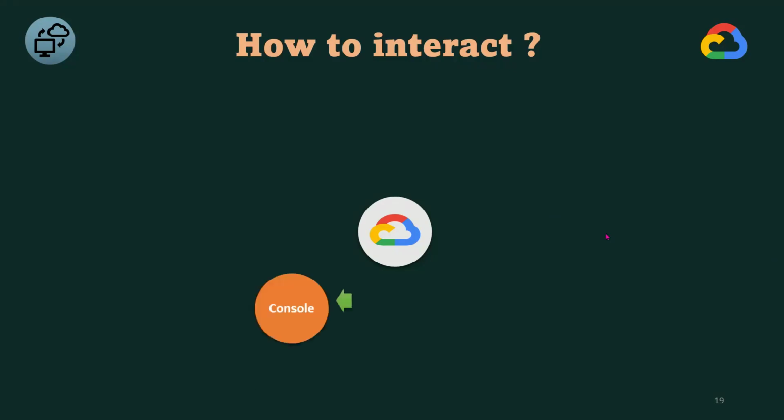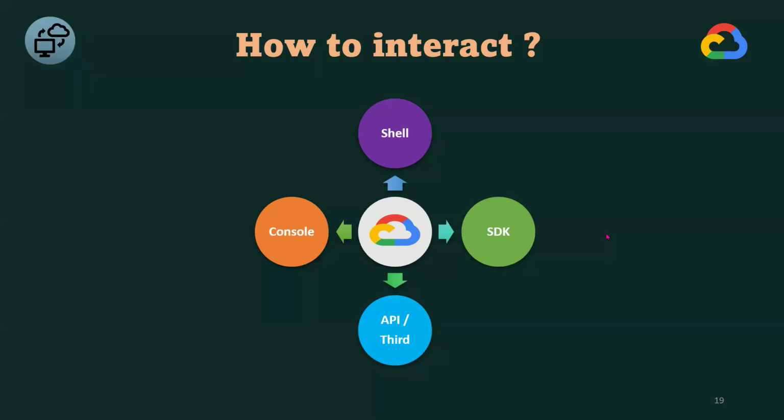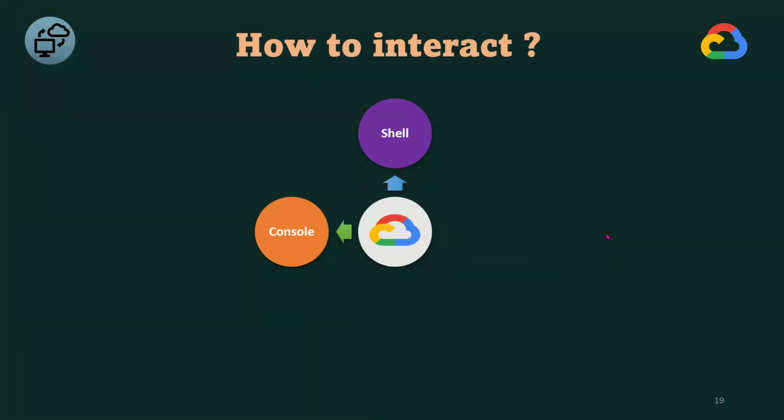Yes. So in our previous sessions also we have seen how to interact with these services. One was console, Cloud Shell, Cloud SDK, and API and third-party tools. Console is a web-based graphical user interface tool to interact with the GCP services. The next one is Cloud Shell, which is a web-based command line interface to interact with the GCP services. Cloud Shell has two types: Cloud Shell Terminal and Cloud Shell Editor.